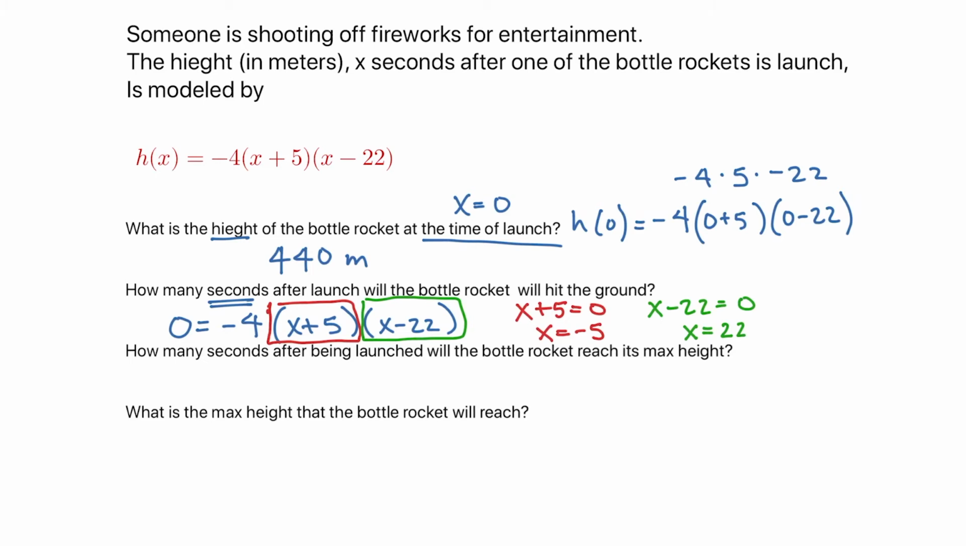Now, let's think about this logically. The question asks for how many seconds. I got my two answers, -5 and 22. So you tell me what planet we can have negative time on. -5, while it is a solution to this problem, doesn't make sense in a real life scenario, so it isn't an option. So I only have 22 seconds. That's how long it takes for the rocket to hit the ground. 22 seconds.